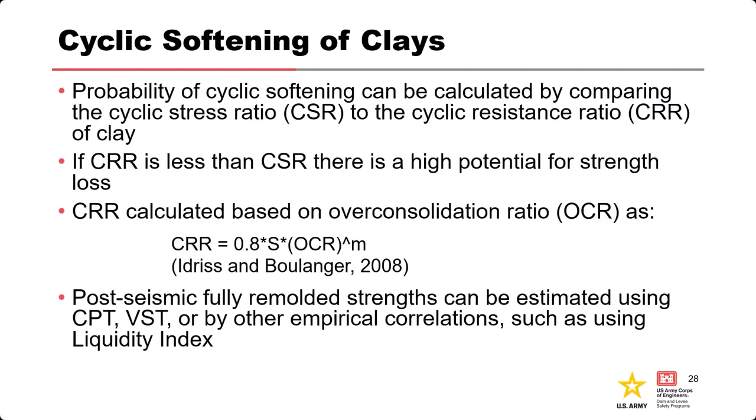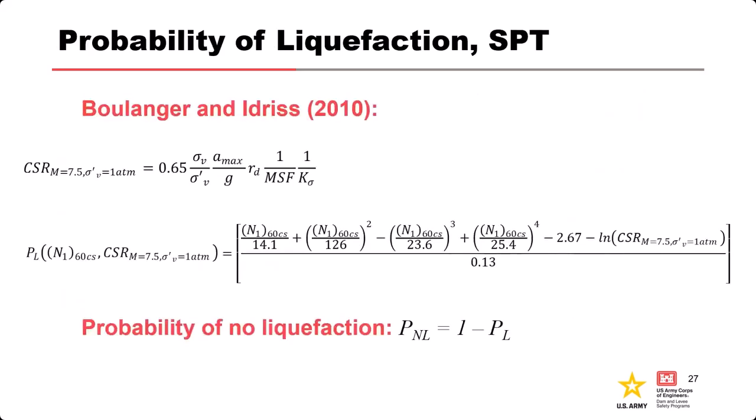Your shear strength can actually be determined. Post-triggering, if you do determine that you will cyclically soften, say you have a soft clay in your foundation, for your analysis in order to determine the deformations of your dam, then you would use CPT, cone penetration test results, or vane shear, or other empirical correlations in order to get your fully remolded strength, which is what we would assign for a cyclic softening of a clay as a shear strength post triggering.